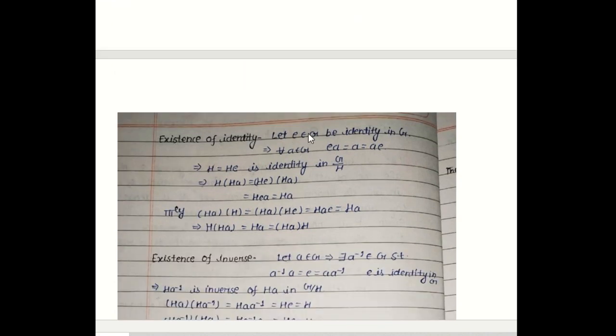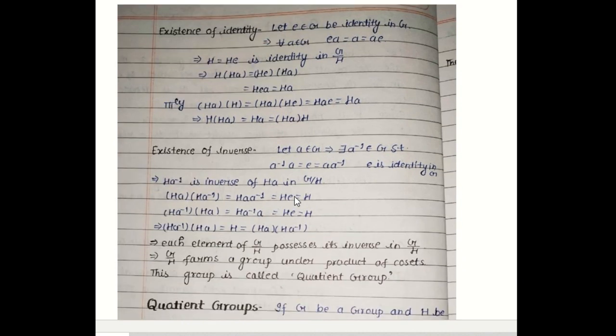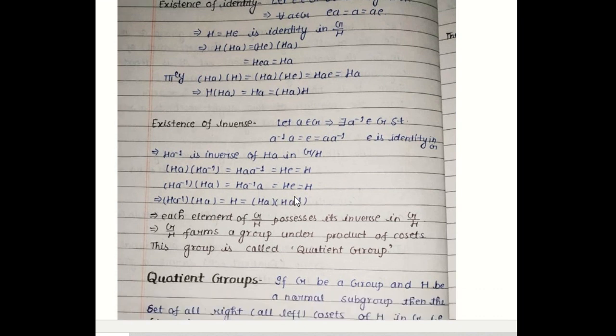Since e is the identity element of G, for all a belonging to G, ea is equal to a is equal to ae. So this implies H, which is He, is an identity in G/H. To show this is an identity element, we have to multiply on left and right by Ha. First H times Ha is equal to He times Ha, and this is H of ea, and this is Ha. Similarly we can show it on the other side. So H, or He, is the identity element of G/H.